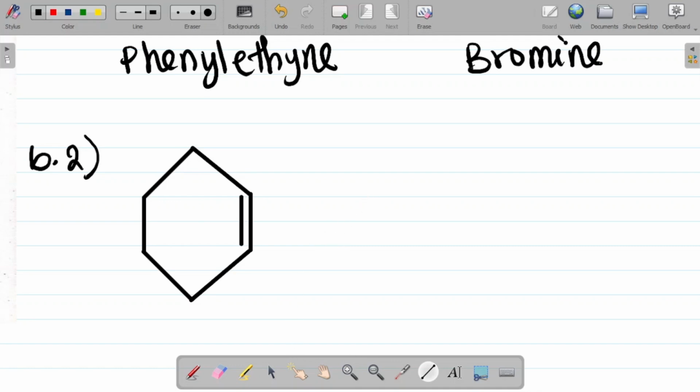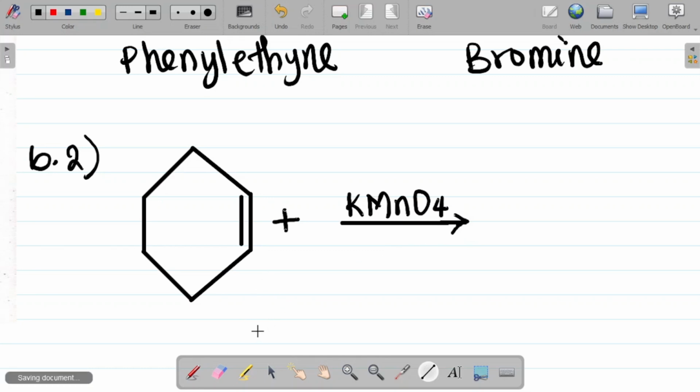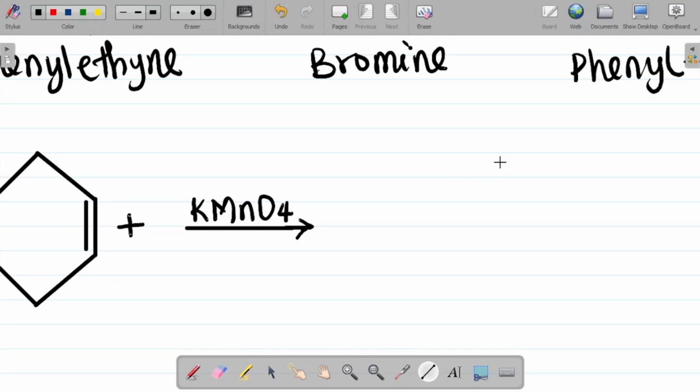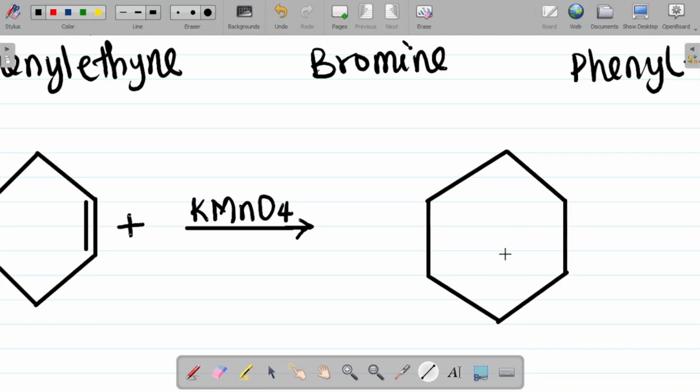Now combine this with potassium permanganate. Usually it acts as a catalyst, so it becomes KMnO4. That's your formula for potassium permanganate. So the next thing is to find our product. What would the product be? If I combine these two, my product would be this. Here will be OH, here will also be OH. Basically this is what you'd be having.